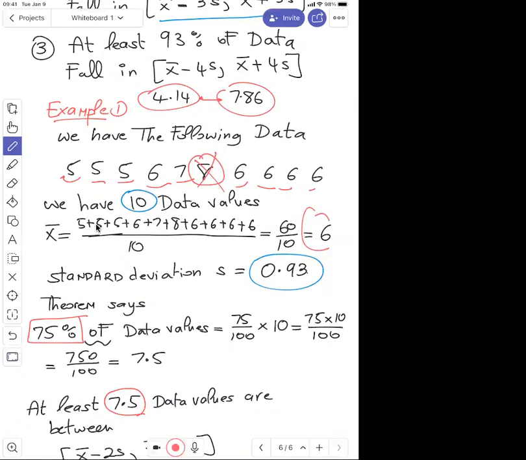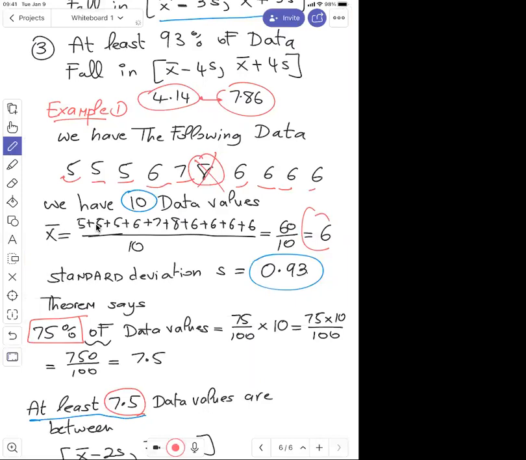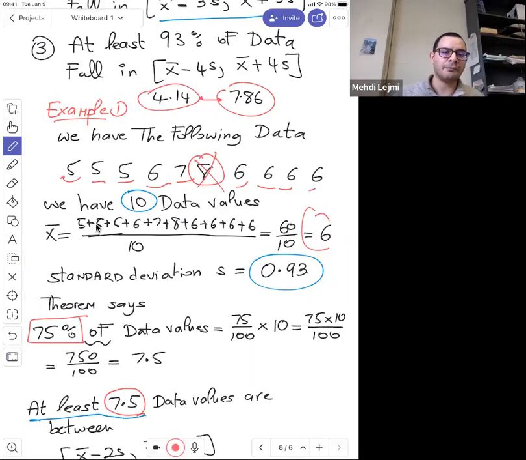Wouldn't that make it incorrect though? Because it's not including all the data values that we have. Yeah, but the thing is, there's this word at least. It says at least 7.5. So at least means like the minimum. At minimum, you know that you have 7.5 numbers, like 7 numbers and a half between 4.14 and 7.86. But actually, it's more than that. It's actually 9 numbers.